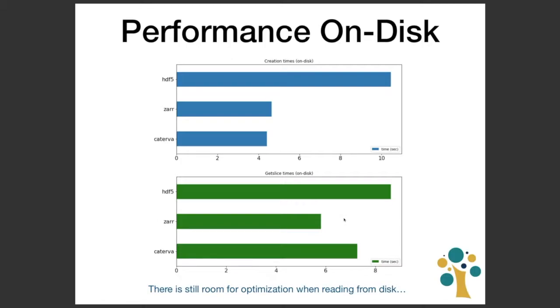Caterva is also able to run from data that is on disk, but it is not yet optimized for that. In fact, we can see that there is still room for optimization when reading from disk, which is great. But this is not our big priority right now.